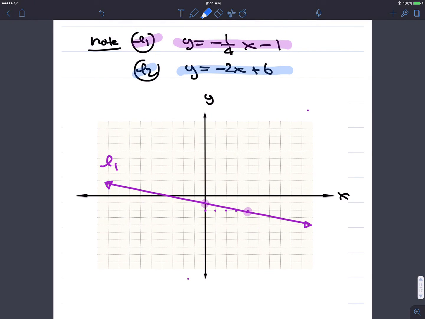We're going to start at positive 6. 1, 2, 3, 4, 5, and 6. And our slope now is negative 2, so that means we go down 2 to the right 1. This is the location of our second point. Let's draw a line.